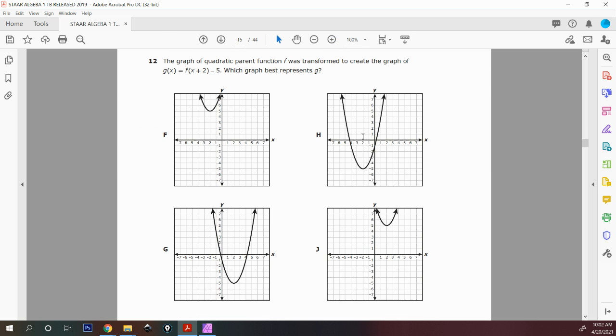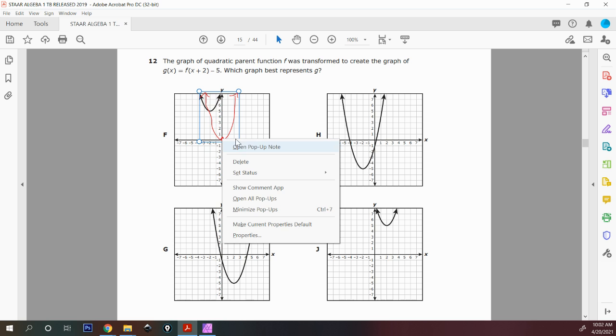Now, number 12 can be a little difficult because it doesn't actually give you an equation. It gives you a transformation of an equation. Now, I know the quadratic parent function should make a u, best I can here, and that u should have a dot at 0, 0. So what I'm going to do is look for a transformation of that dot. How did it move?